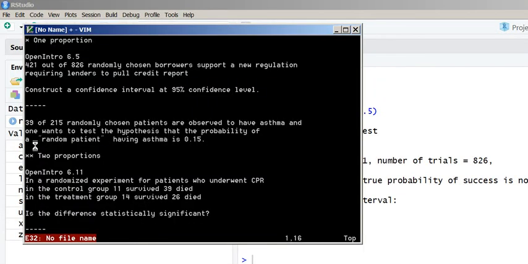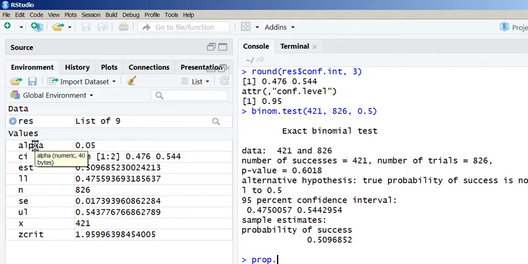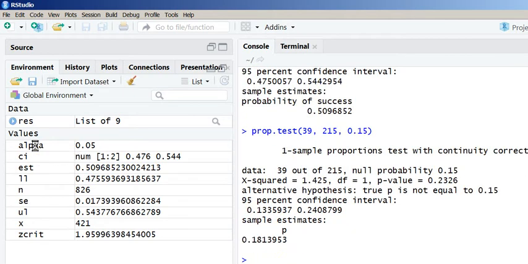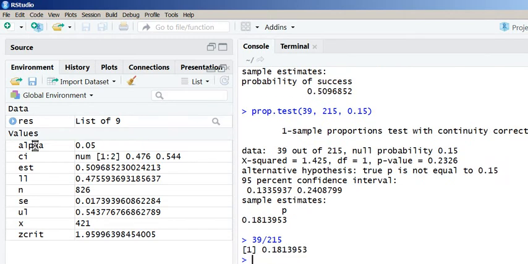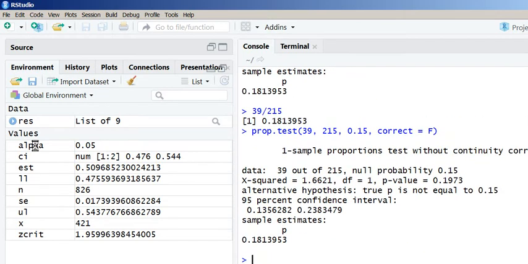So 39 of 215. Okay, so prop.test, and this is 39, and it's 215, and we could put 0.15 in here, and we've got enter here. Okay, and we had one sample proportion. Let's just first check here. What's 39 out of 215 is 0.18. Okay, so let's do it again with the continuity correction being set up to false. Okay, and this is what we have here. Alright, so we have all our results. Confidence interval is computed.